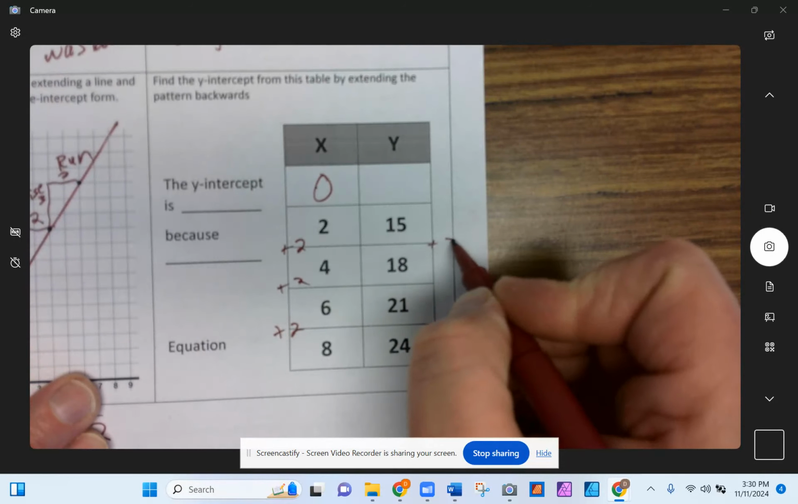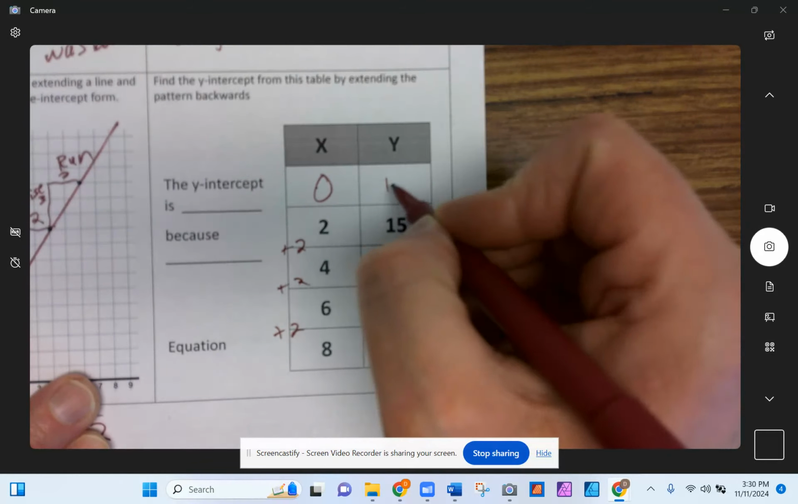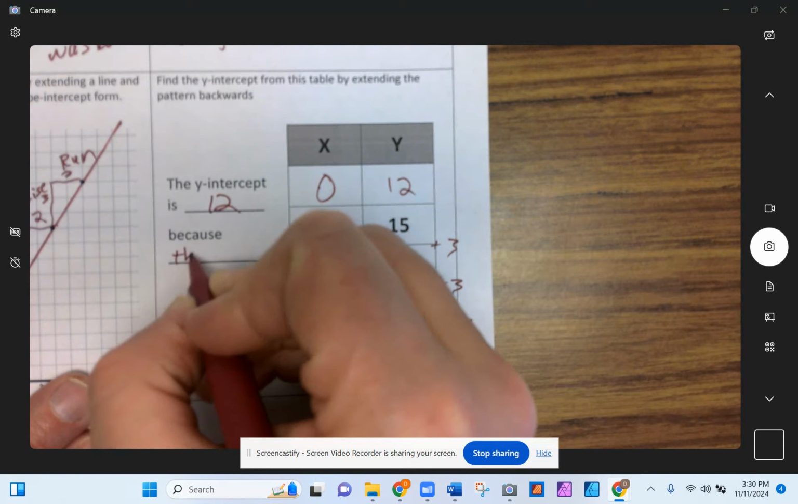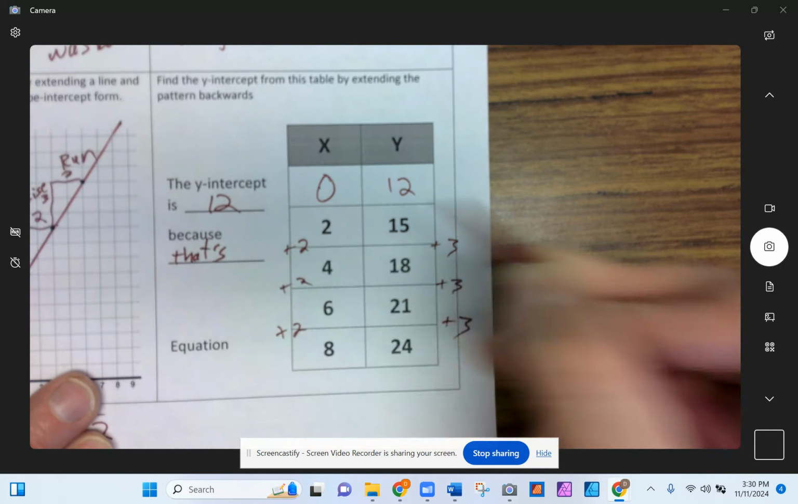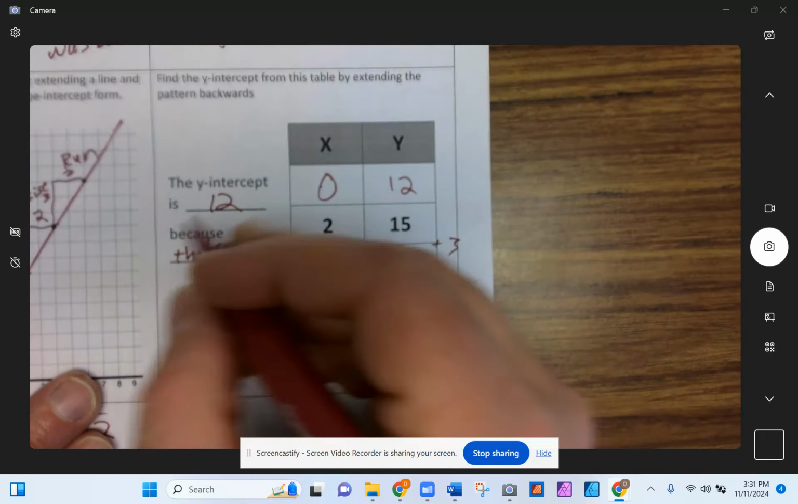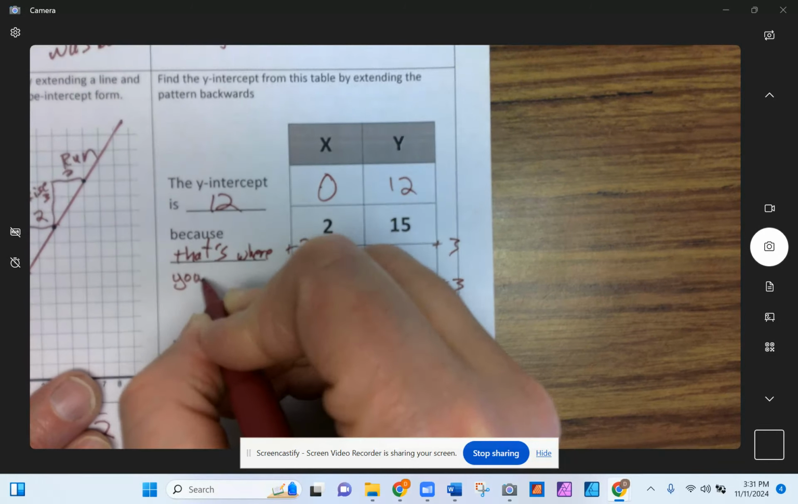So we're going up by 3's, it looks like here. So if we reverse it, we'd subtract 3 here, we would get 12, okay? So y-intercept is 12 because, now we can't say that's where the line crosses the y-axis because we don't have a graph, right? So we'll say that's where your x value is 0.